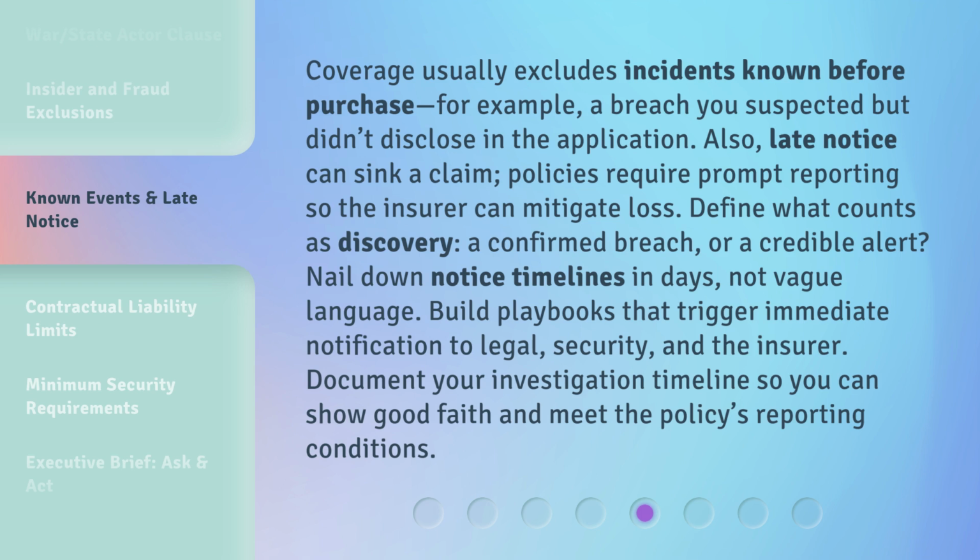Coverage usually excludes incidents known before purchase. For example, a breach you suspected but didn't disclose in the application. Also, late notice can sink a claim. Policies require prompt reporting so the insurer can mitigate loss. Define what counts as discovery, a confirmed breach, or a credible alert. Nail down notice timelines in days, not vague language. Build playbooks that trigger immediate notification to legal, security, and the insurer. Document your investigation timeline so you can show good faith and meet the policy's reporting conditions.